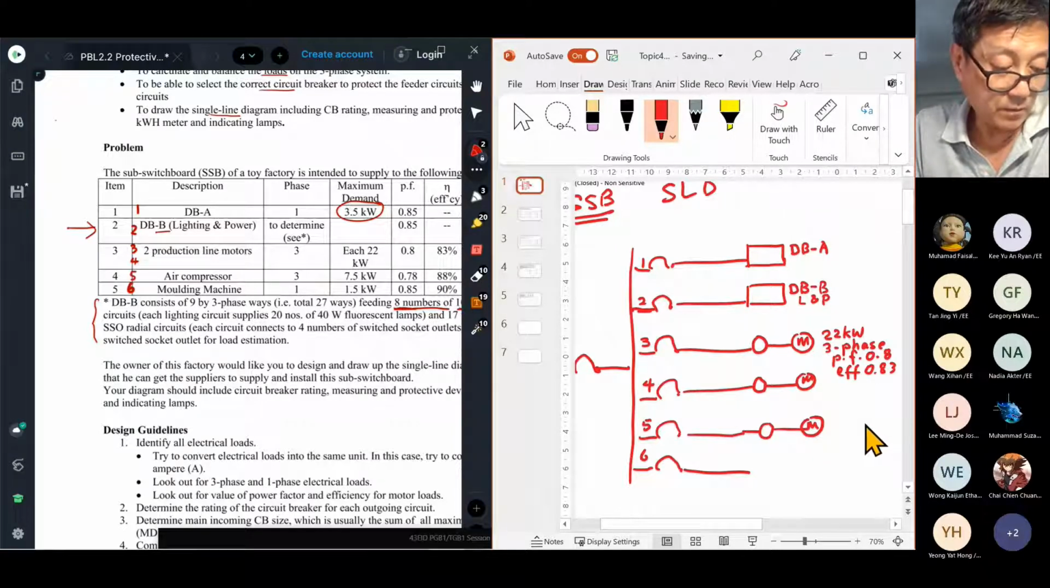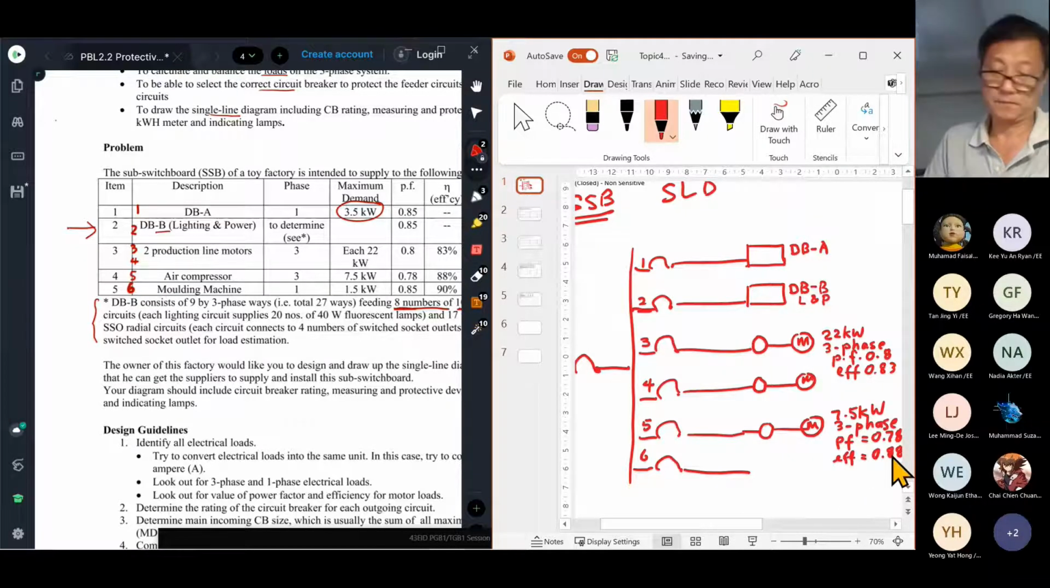This time the air compressor is 7.5 kilowatt. It is 3-phase. So this is just tentative. Whenever you read something like that, you take out a piece of paper and write it down, so that you can see for yourself how your single line is going to look like. Efficiency is equal to 0.88, things like that.